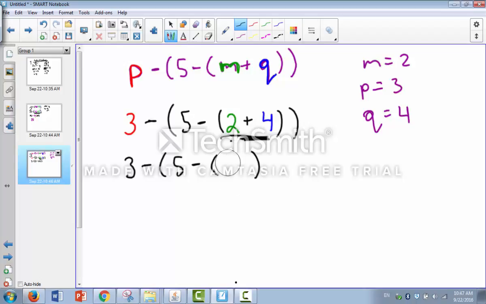And I can actually get rid of the brackets once I solve that. And now we're in these brackets. So 3 minus 5 minus 6 is negative 1. I'm still going to have brackets around this because it's a negative number, and I just want to clearly show that it's a negative number. This 3 minus negative 1, which is the same as adding, and the answer is 4. That's kind of a fun question.